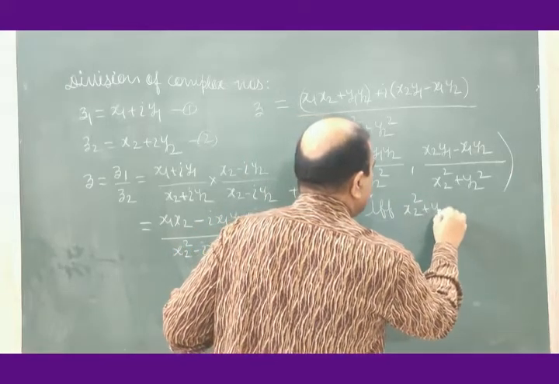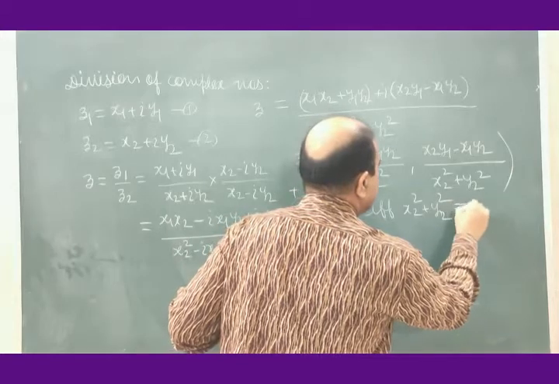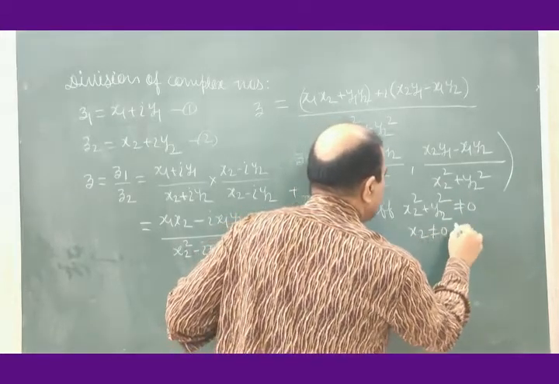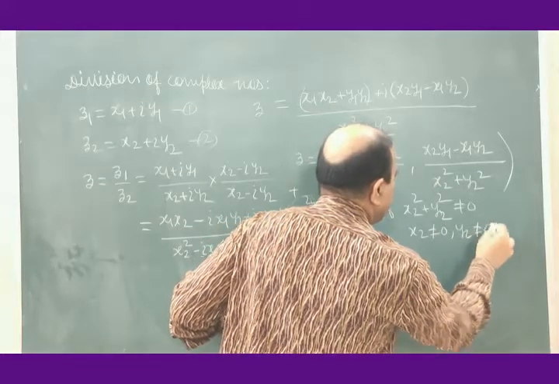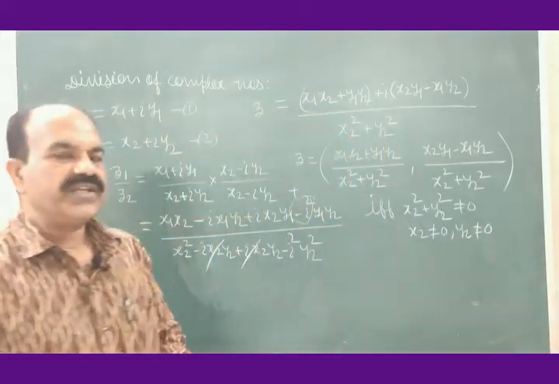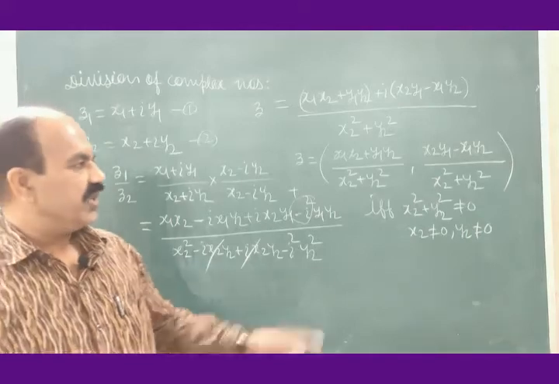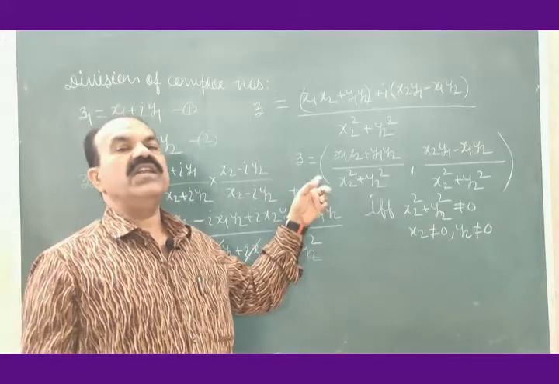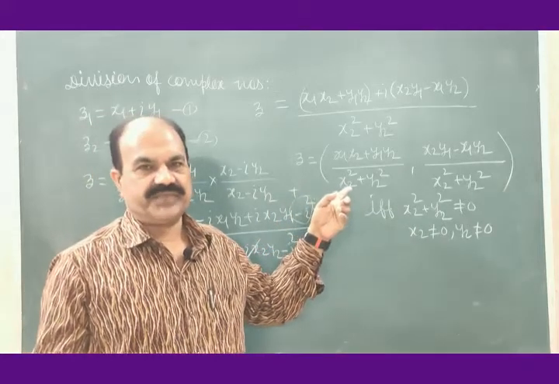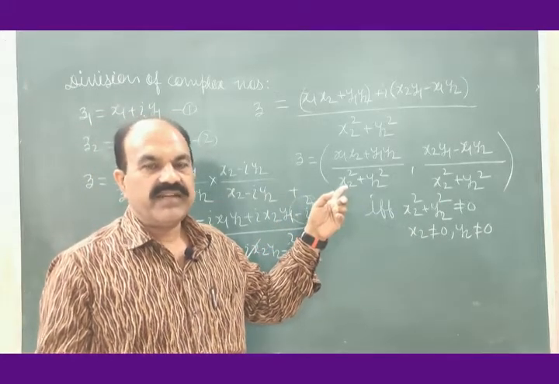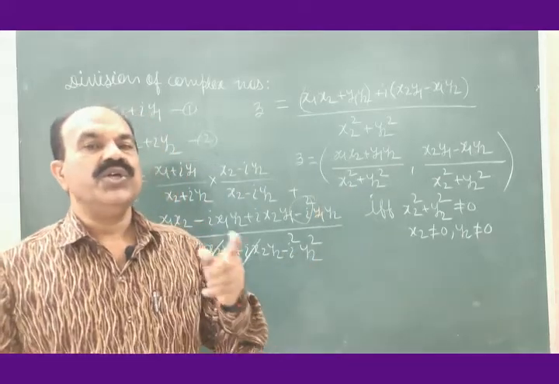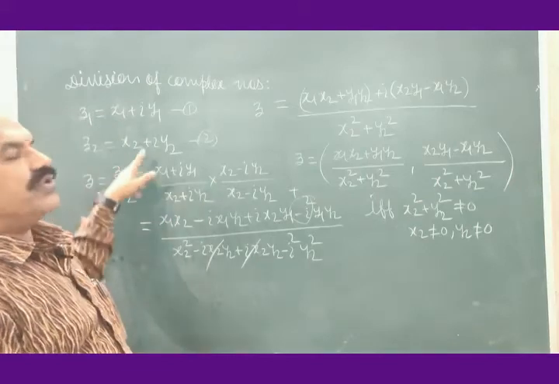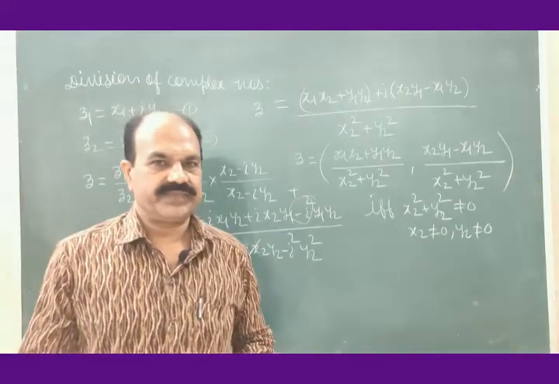Z, the quotient or division of these two complex numbers, will exist if and only if x2 square plus y2 square is not 0. When x2 is not 0 or y2 is not 0, x2 square plus y2 square is not 0, and Z will exist. It will be the unique quotient or division of these two complex numbers.